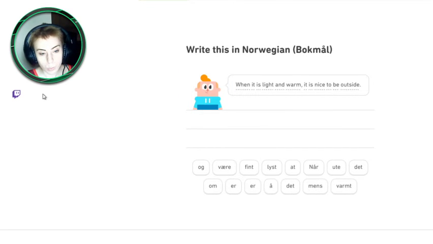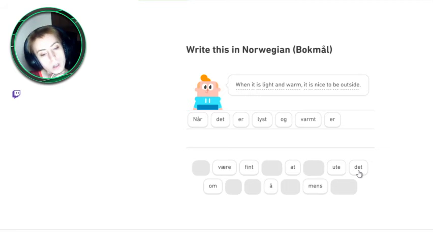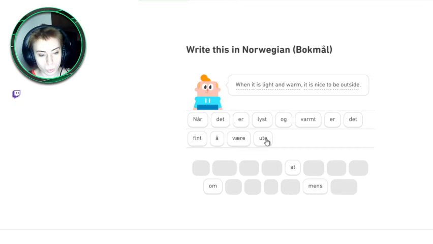When it is light and warm, it is nice to be outside. Når det er lyst og varmt. So this is the first part of the sentence, this is the second part, so "is," or "are," goes first. Er det fint å være ute. Yay! Når det er lyst og varmt, er det fint å være ute.